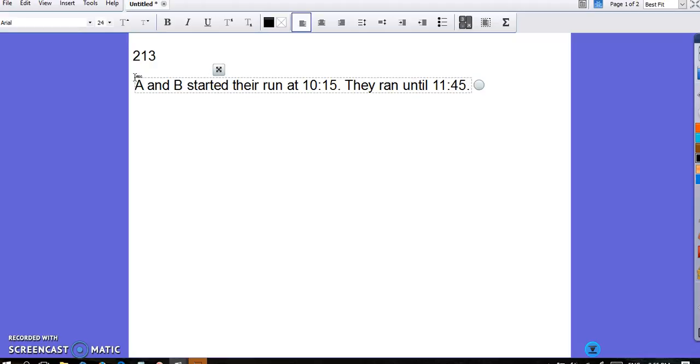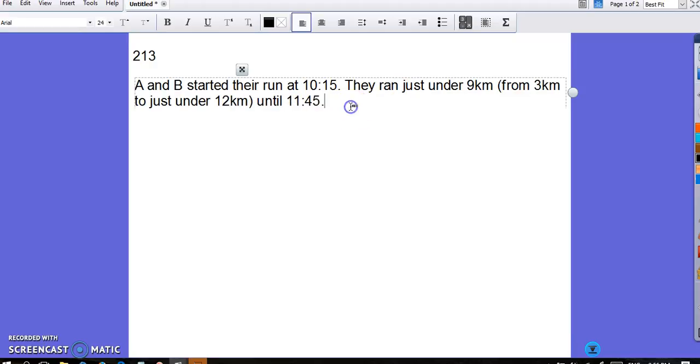And actually we can see here how far they ran, because where they started was at 3 kilometers, and where they were then at 11:45 at the restaurant was just before 12 kilometers. So they ran just under 9 kilometers, so that's from 3 kilometers to just under 12 kilometers until 11:45.